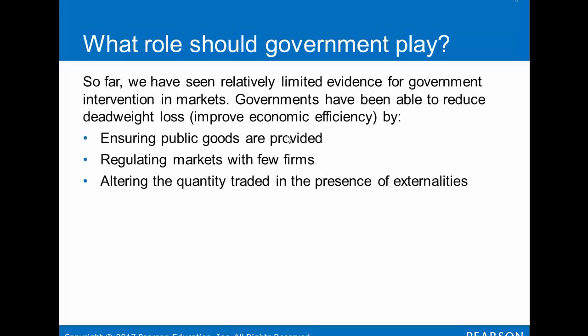So what is the role that government should play? This is a big question that comes up frequently with political candidates and in all kinds of decisions in the government. So far, we have seen relatively limited evidence for government intervention in markets. Governments have been able to reduce deadweight loss, which is to improve economic efficiency, by ensuring public goods are provided, regulating markets with few firms, and altering the quantity traded in the presence of externalities.